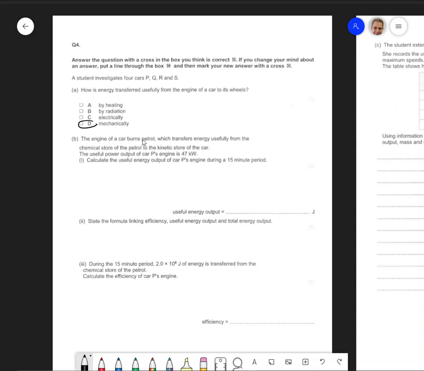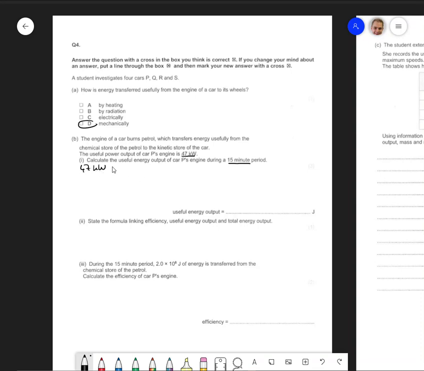The engine of a car burns petrol, which transfers energy usefully from the chemical store of the petrol to the kinetic store of the car. The useful power output of the car's engine is 47 kilowatts. Calculate the useful energy output of the car during a 15-minute period. So, we've basically got two things we worry about. One is measured in kilowatts, and the other is measured in minutes. So the first mark is from doing a conversion of either of these things.